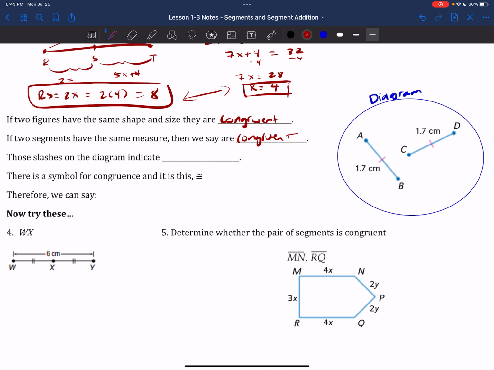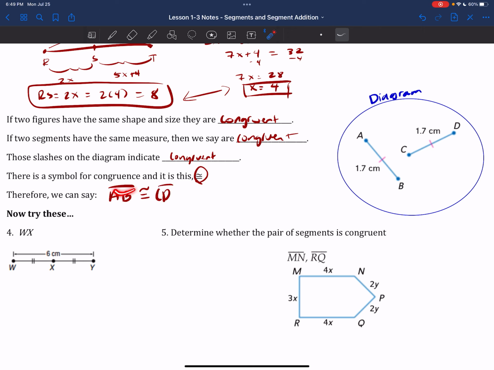Those slashes on the diagram indicate that they are congruent. There is a symbol for congruent, and it is like a weird equal sign with the tilde on top of it. Therefore, we can say that line segment AB is congruent to CD.